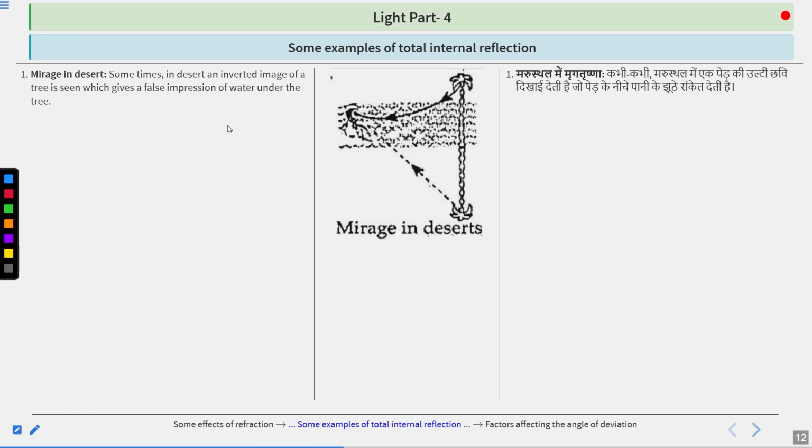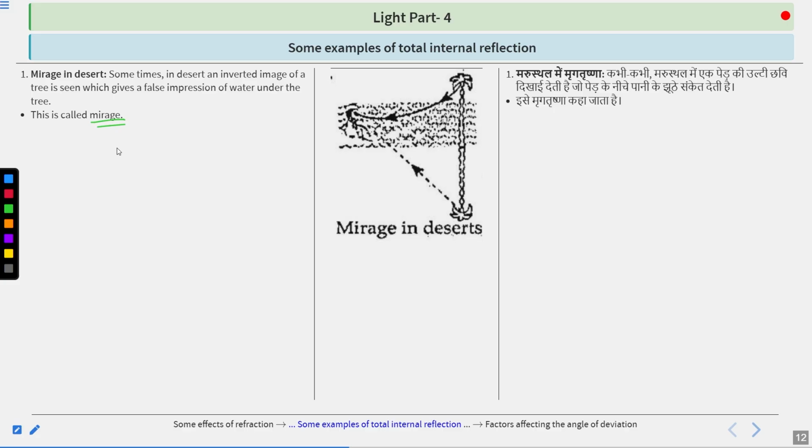Now, some examples of total internal reflection if we take them into consideration. First is mirage in desert. Sometimes in a desert, an inverted image of a tree is seen, which gives a false impression of water under the tree. For example, if this is a desert and you are standing here, and you look at this tree, at quite a distance you will find that the inverted image of the tree appears here. So we often think that there must be water, but the water is actually not there, and that is what we call a mirage.